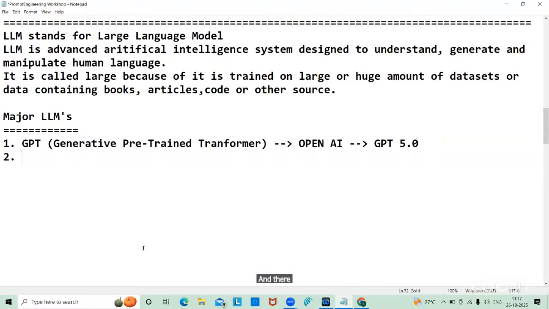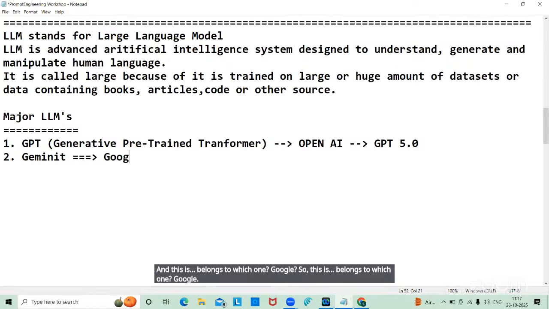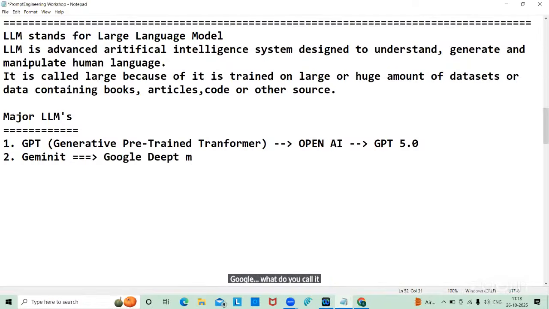And there is Gemini. So this is Gemini, and it belongs to which company? Google. Google DeepMind, right? And what is the current version of this?